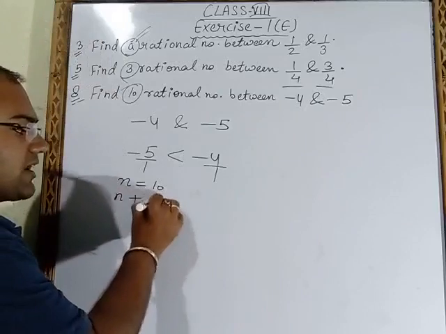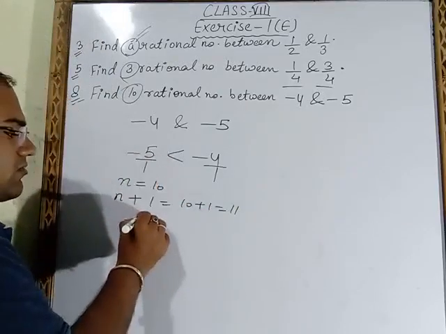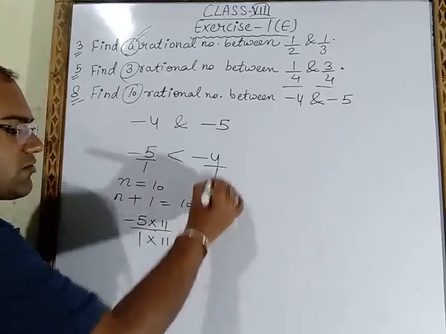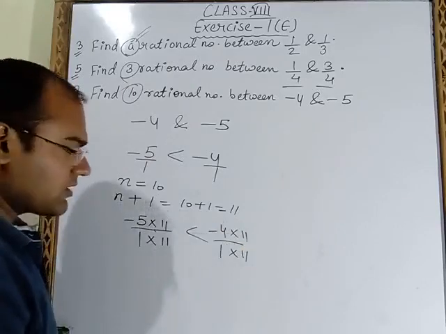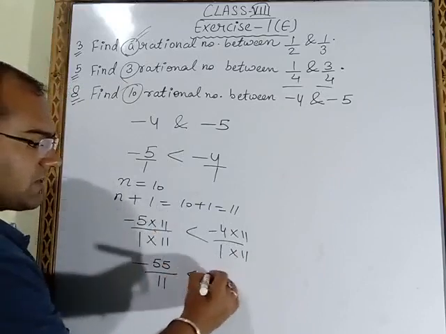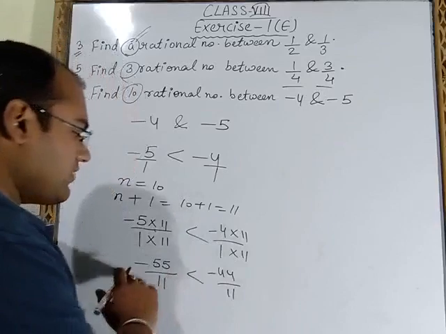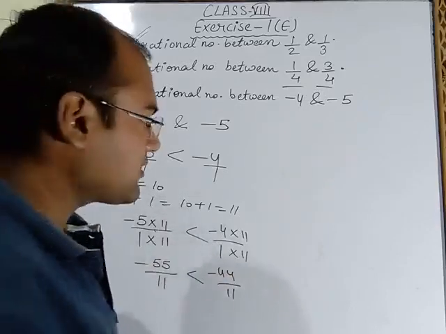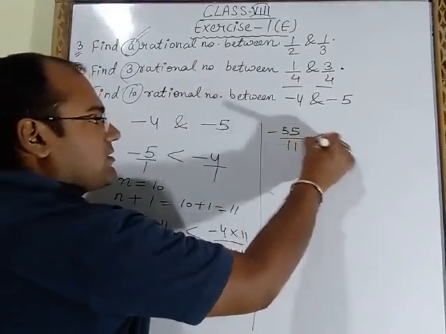Now the n plus 1 value will be 10 plus 1, that means 11. You have to multiply numerator and denominator both with 11. Same we have to do here also. -4 upon 1 multiplied with 11. So this will become -55 upon 11. This will become -44 upon 11. Now between -55 and -44 so many numbers are coming. We can easily write.